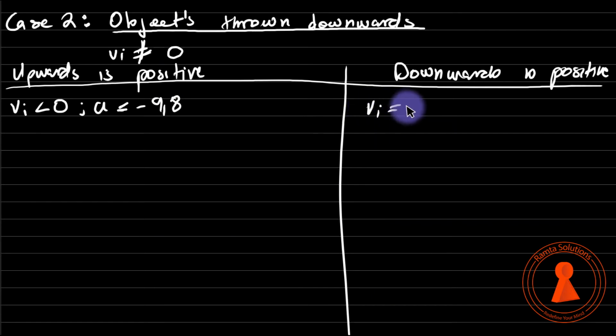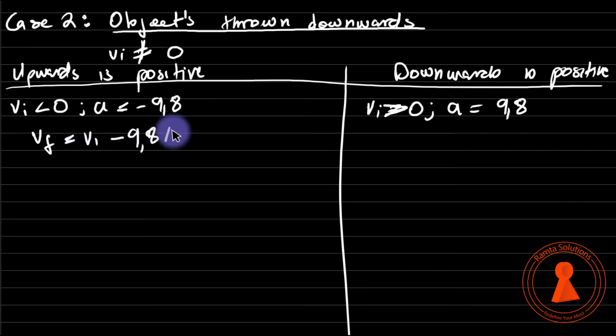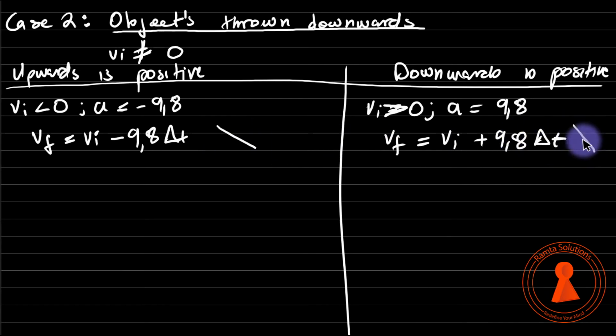Now here, initial velocity is going downwards because the object is thrown downwards. So it is in fact greater than 0, which is positive. Acceleration is also going downwards, so it is also greater than 0, it's positive. Now, equation Vf equals Vi minus 9,8 delta t. Here, Vf equals Vi plus 9,8 delta t. Remember, this graph is like this, while this one is like this.